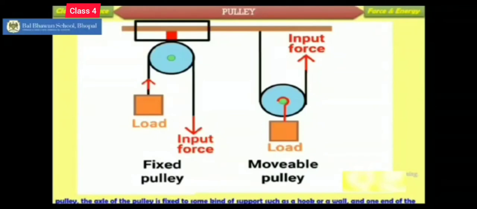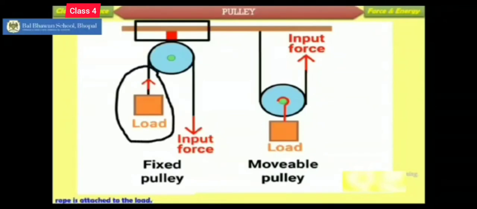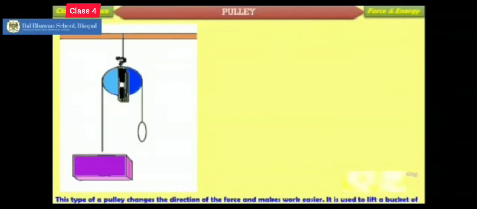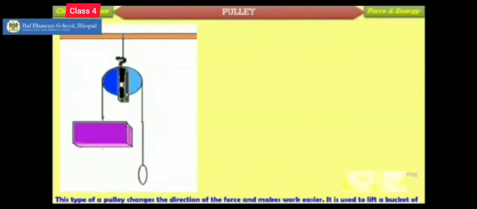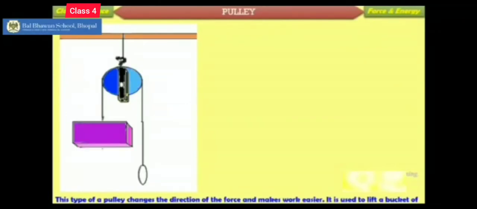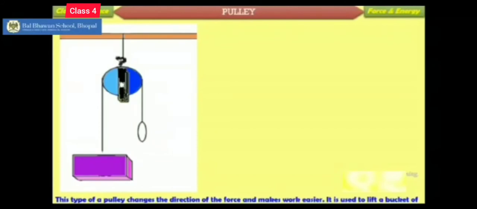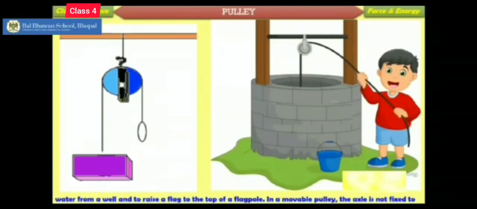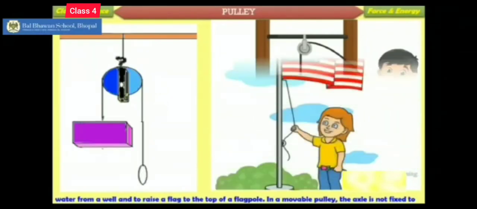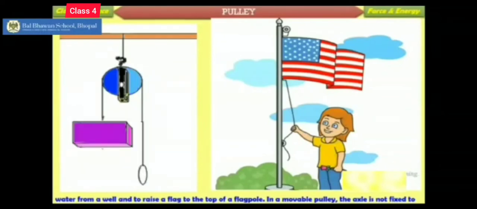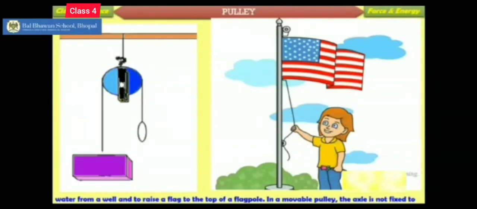In the fixed pulley, the axle of the pulley is fixed to some kind of a support such as a hook or a wall. You can see here. And one end of the rope is attached to the load. This type of pulley changes the direction of the force and makes the work easier. It is used to lift a bucket of water from the well and also to raise a flag to the top of the flagpole. Here we use fixed pulley.